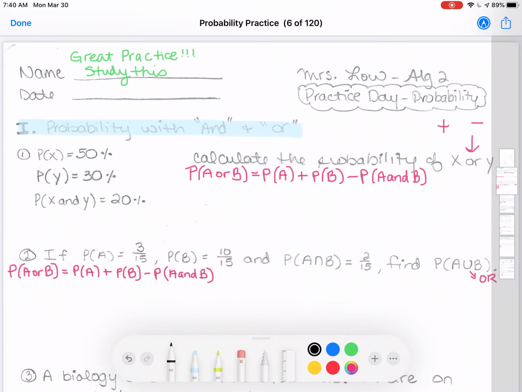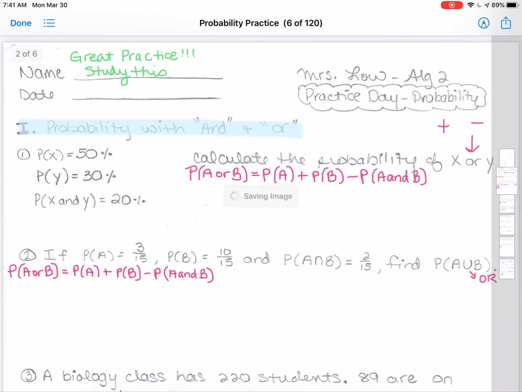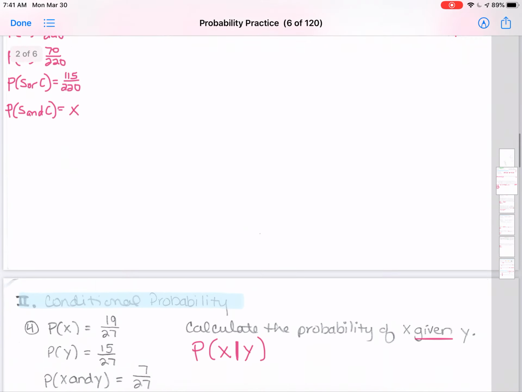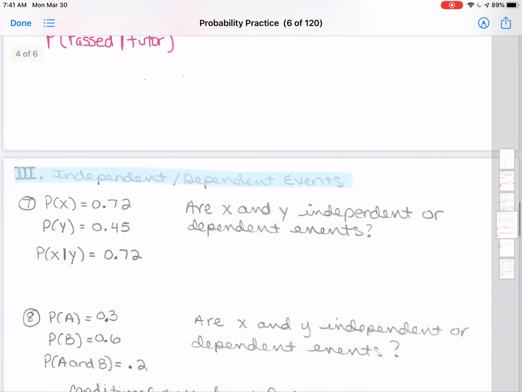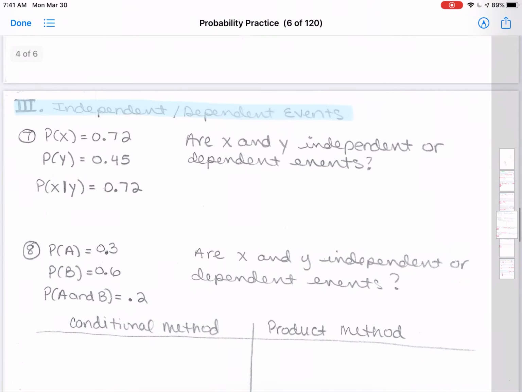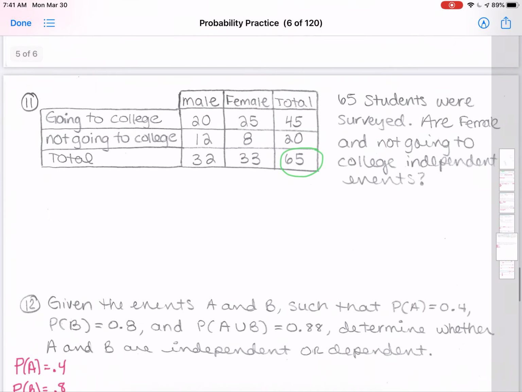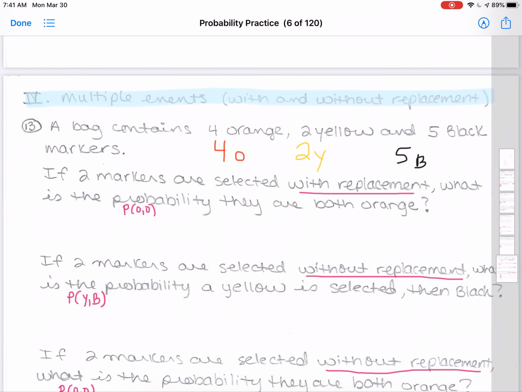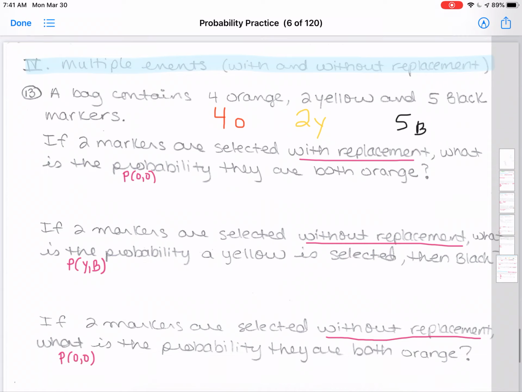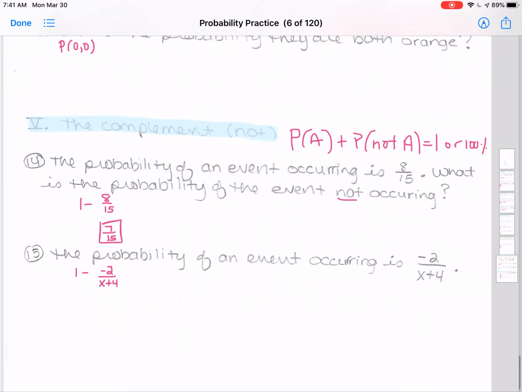So first, let's just take a look where I have the blue highlights. The first section is going to be and or questions. And all I did was go in and put some formulas in ahead of time. The next section is going to be conditional probability. The third section is the independent-dependent questions. The fourth section is multiple events. That's where more than one thing is happening, and we have with and without replacement. That was day one. And then the last part is complements.